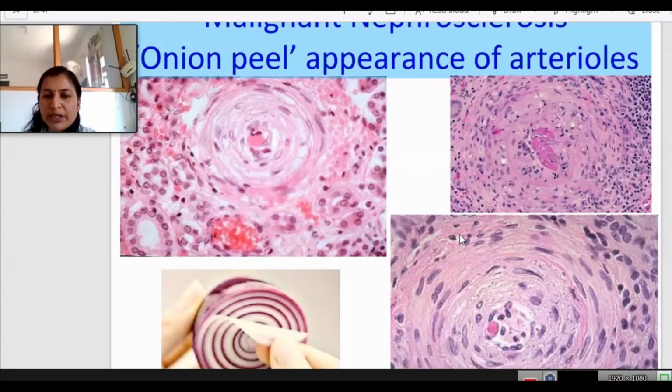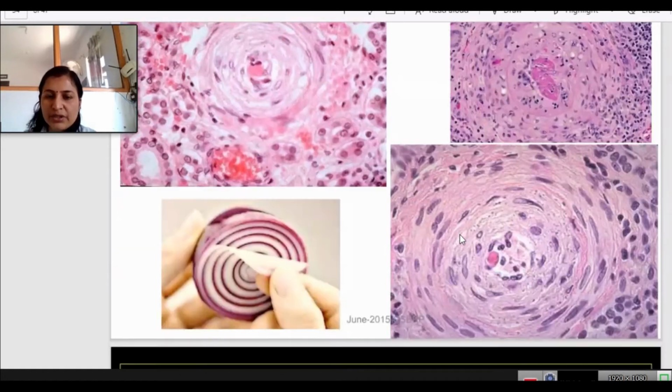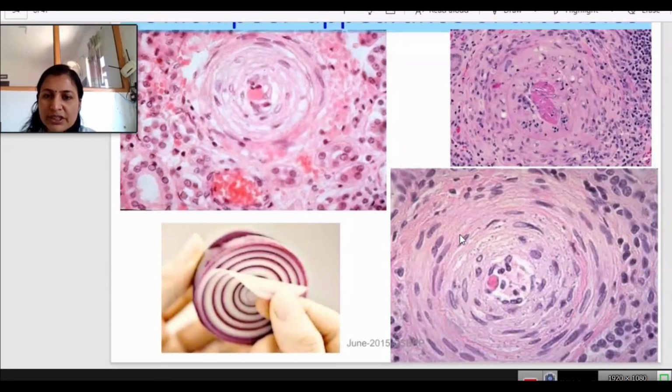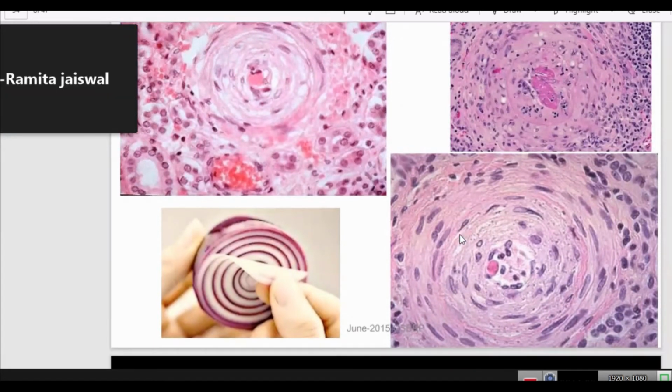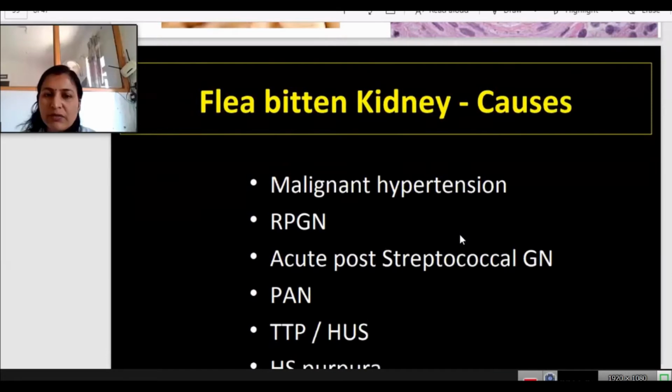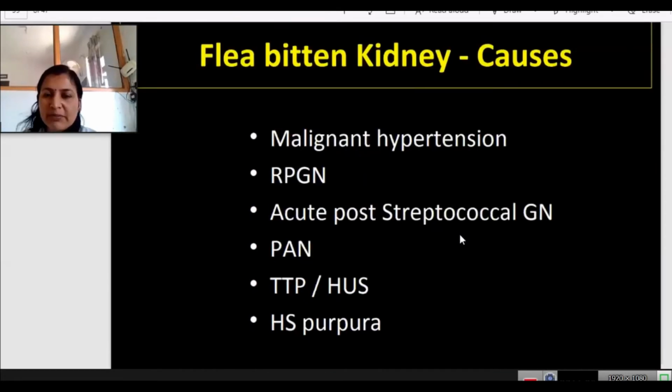appearance of the arterioles. Here from the picture, the blood vessels are getting concentrically thickened, hypertrophic. Okay, are you able to see the picture? Yes, ma'am. Okay. So, what are the causes of malignant hypertension or malignant nephrosclerosis or flea bitten kidney?